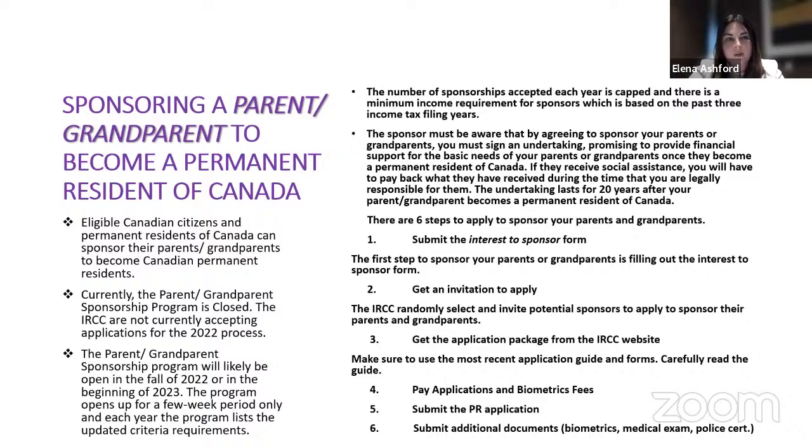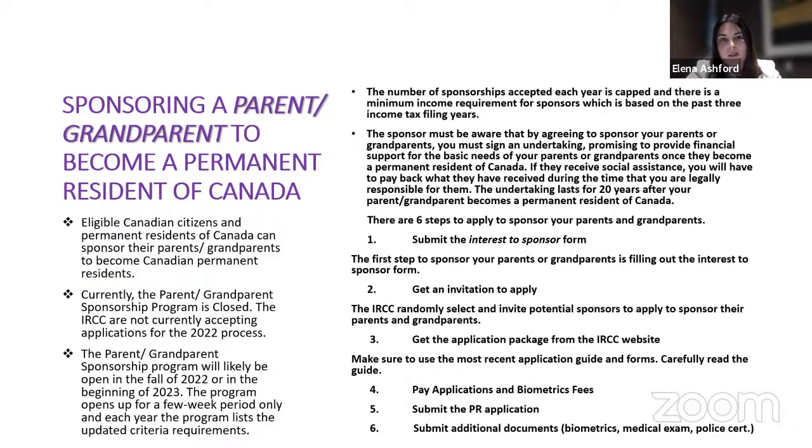So generally, eligible Canadian citizens and permanent residents of Canada can sponsor their parents and grandparents to become permanent residents, but this is a lottery type of program. I listed the steps here, and again, that may change in the future as they're constantly working on changing this program and making it more accessible, although it's still a lottery, once in a while type of program.